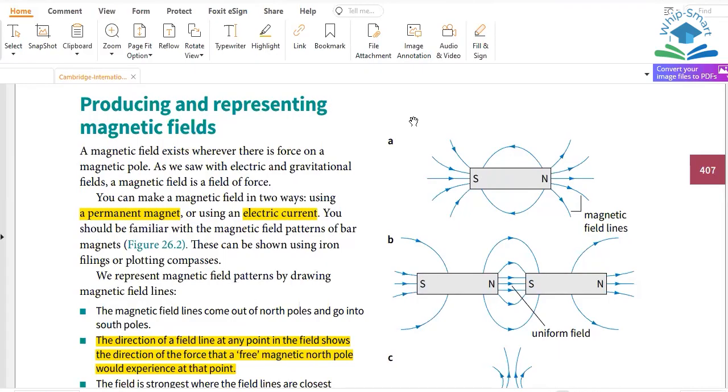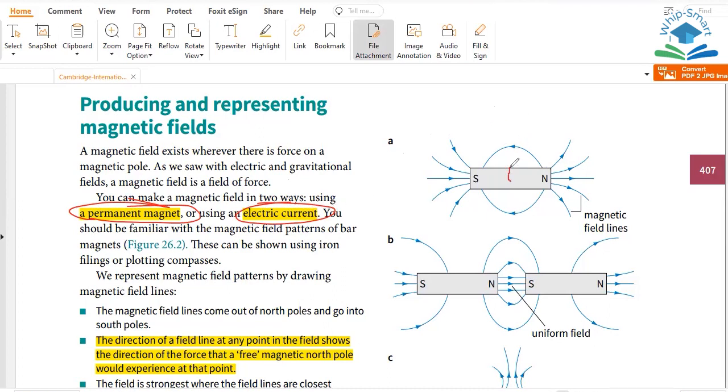Hello everyone. Today we will discuss magnetic field and its related phenomena and its different points. Magnetic field is very similar to gravitational field and electric field that we studied previously. Basically, magnetic field is produced by a permanent magnet. There are two ways in which a magnetic field can be produced: a permanent magnet and an electric current. Yes, definitely electric current can produce magnetic field.